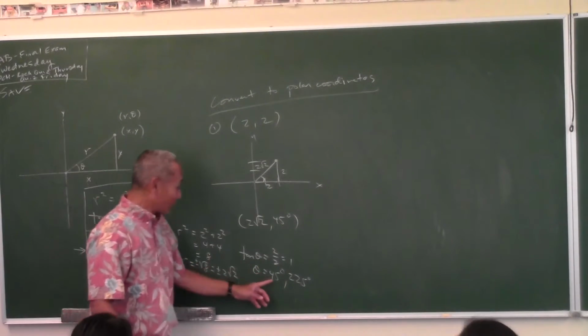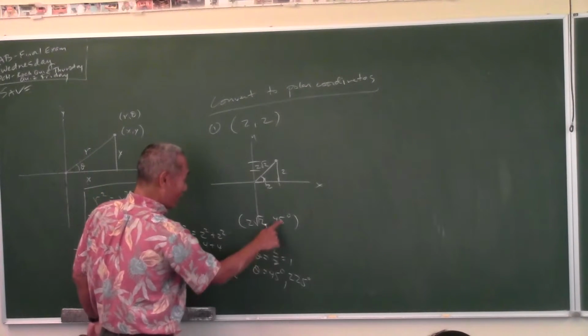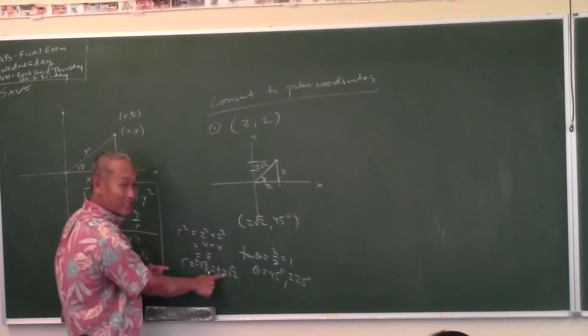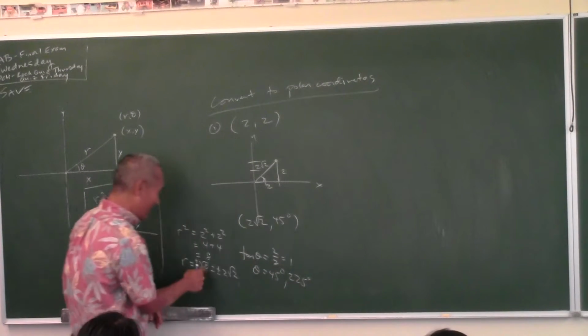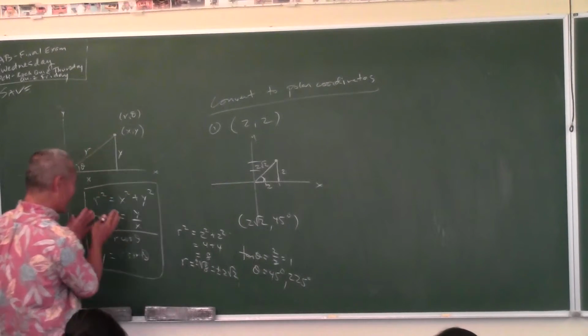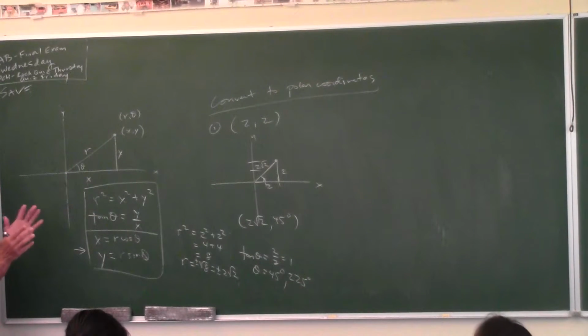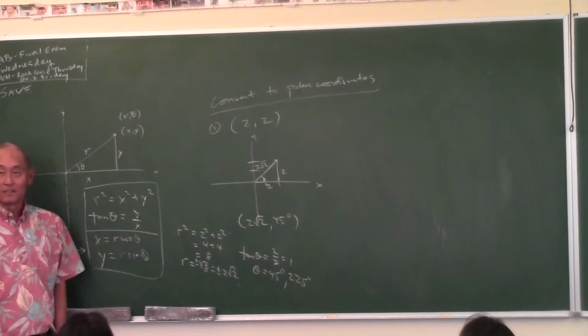Now, and then you have to decide, oh, which angle am I going to pick? See, so if you pick the 45 degree one, then you got to pick the positive 2 root 2. But if you pick the 225 degree one, then you got to pick negative 2 root 2. See, so that's why if you use those formulas, you got to think and you got to figure out which one am I going to use with which one. But if you just draw the picture, it's just so easy. You don't have to think.